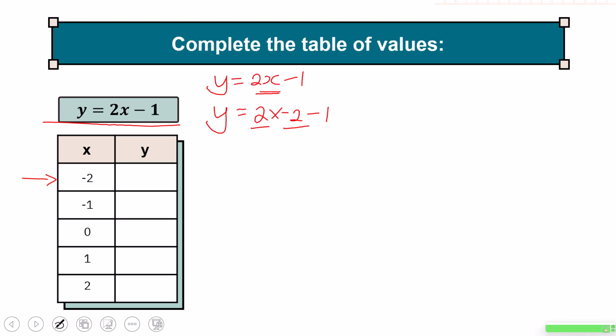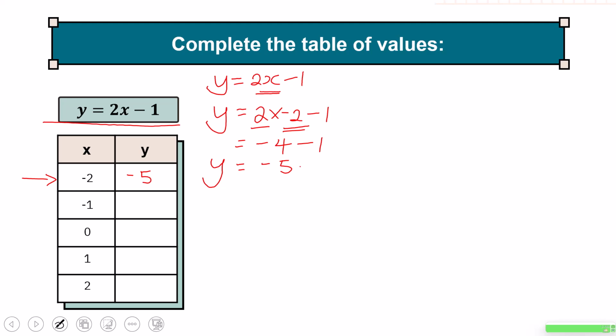So 2 times negative 2 will give us negative 4 minus 1. So we realize that we have negative 4 minus 1. So negative 4 minus 1 will give us negative 5. So our y will equal to negative 5. We bring that 5, we place it here.